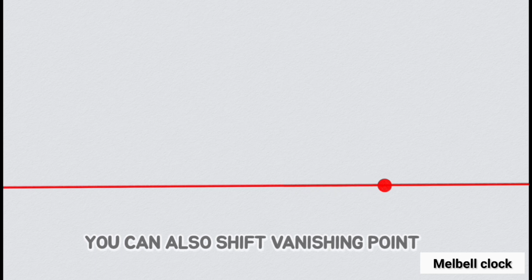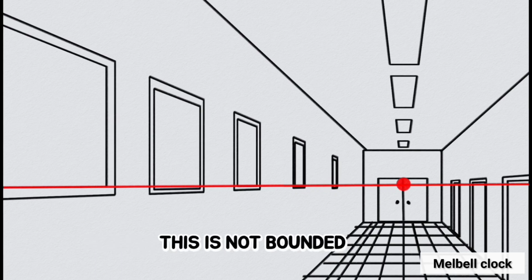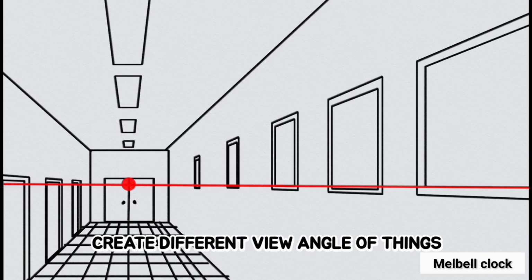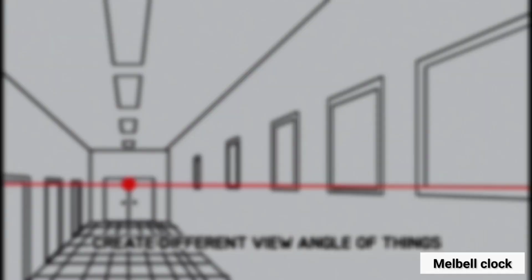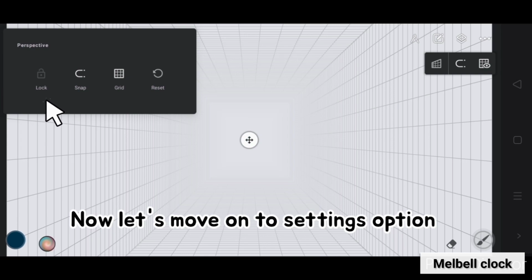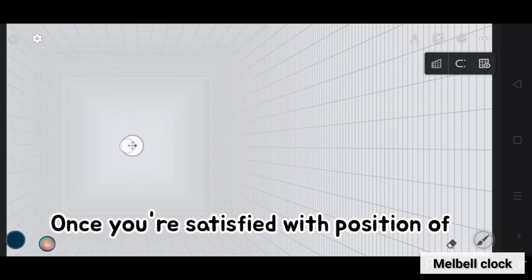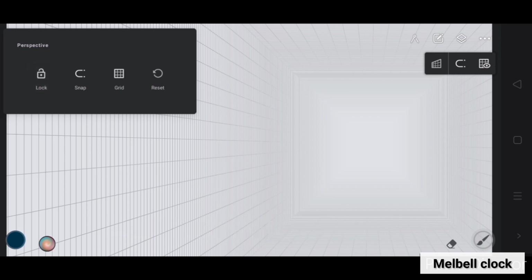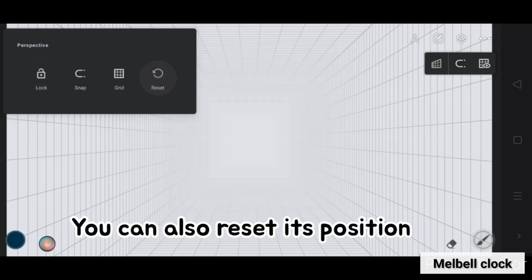You can also shift the vanishing point. This is not bounded. Different positions of the vanishing point create different view angles of things. Now let's move on to the settings option. Once you're satisfied with the position of the control handle, you can lock its position. You can also reset its position.